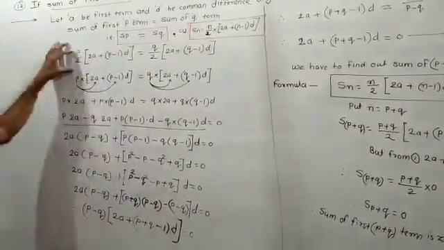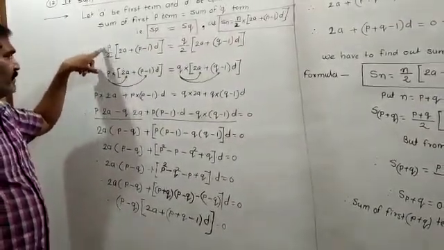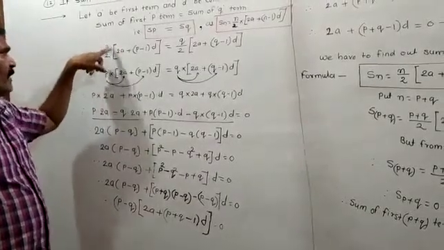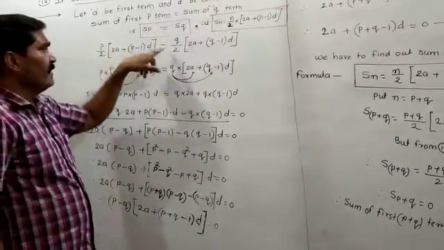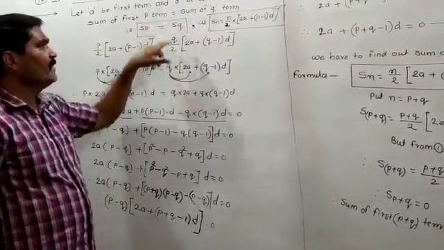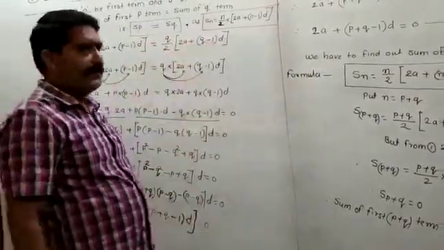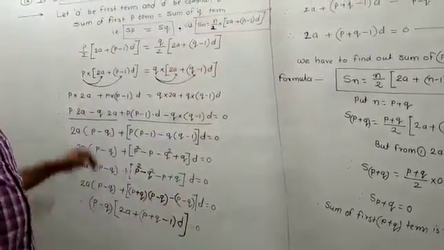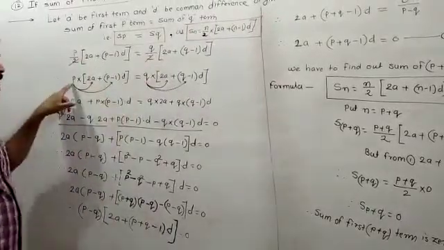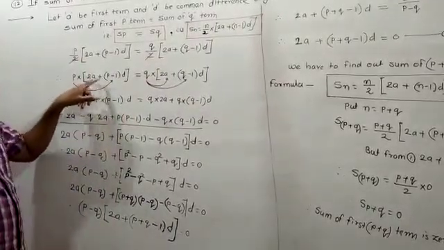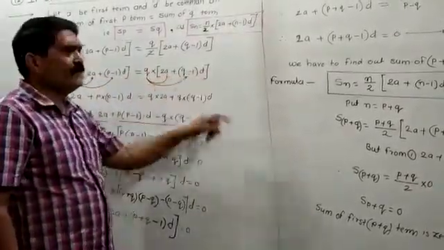At that time the Sn formula becomes p upon 2, because n is equal to p. So it becomes p upon 2 into bracket 2a plus p minus 1 into d, is equal to q upon 2, because n is equal to q. That's why q upon 2 into bracket 2a plus q minus 1 into d. Then, friends, this 2 will cancel with this 2. Then p remains multiplied by 2a plus p minus 1 into d, is equal to q into bracket 2a plus q minus 1 into d.